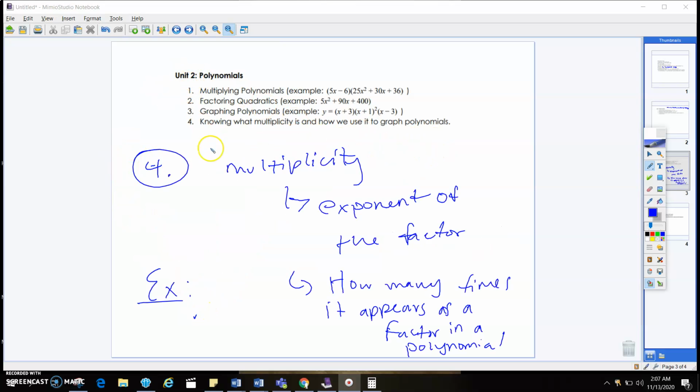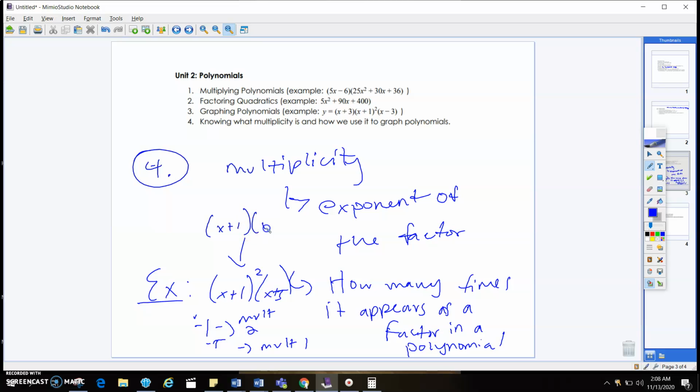All right, and then for number 4, it says knowing what multiplicity is and how we use it to graph polynomials. So multiplicity is the exponent of the factor, or how many times it appears as a factor in a polynomial. You want to make sure that you give me an example and kind of describe that example. So for instance, please don't use this one. Okay, -1 is going to have a multiplicity of 2. And -5 is going to have a multiplicity of 1. Okay, and I'm going to say it shows up twice. So really this could be rewritten as x plus 1 times x plus 1.